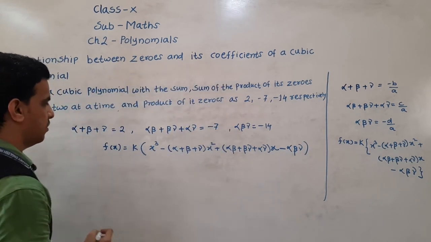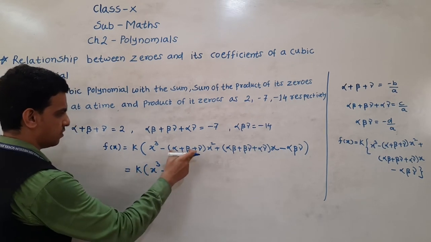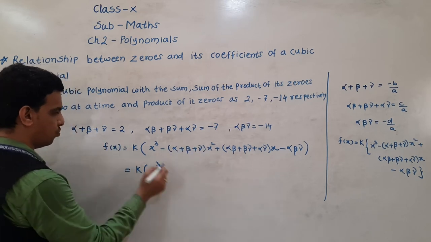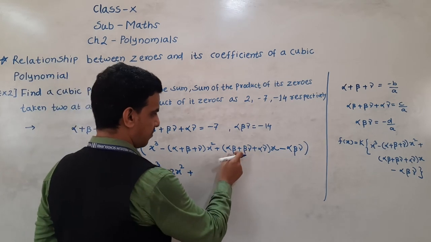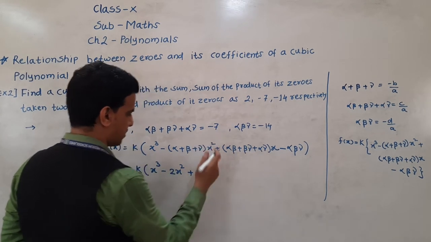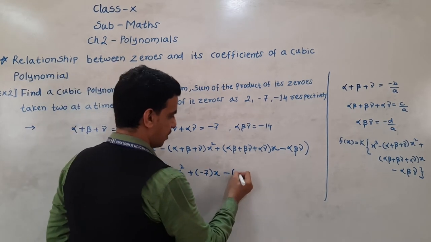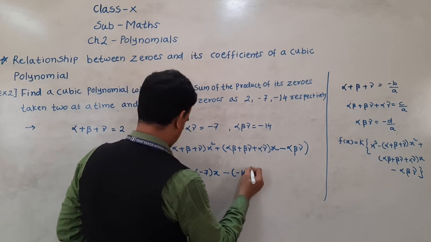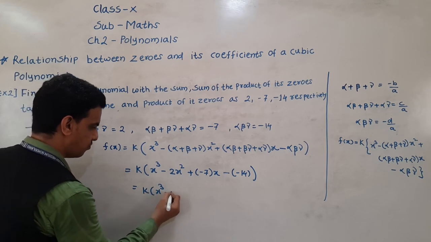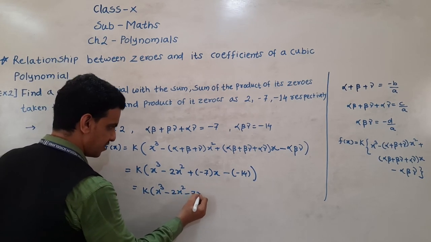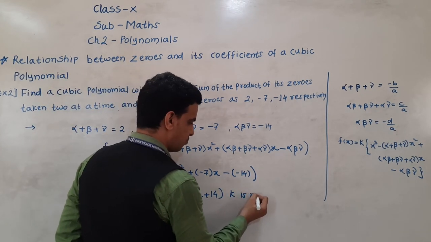Now we have to put in these values. So k into x cube minus, alpha plus beta plus gamma is 2, so 2 into x square, plus alpha beta plus beta gamma plus alpha gamma, that is minus 7, so minus 7 into x, and minus alpha beta gamma, that is minus 14. So if we simplify this, k into x cube minus 2x square minus 7x plus 14, where k is a non-zero real number.